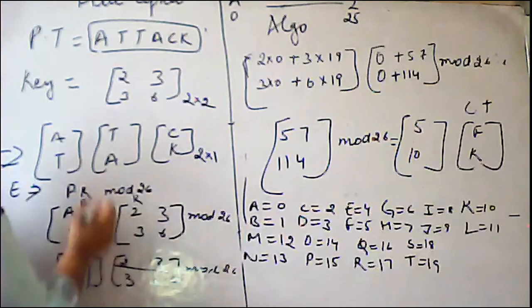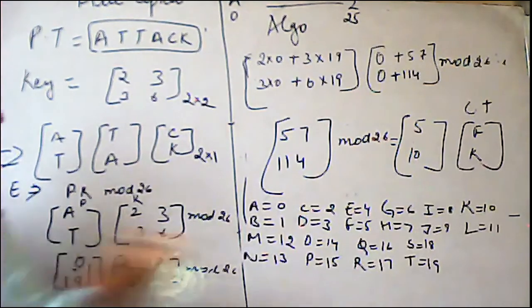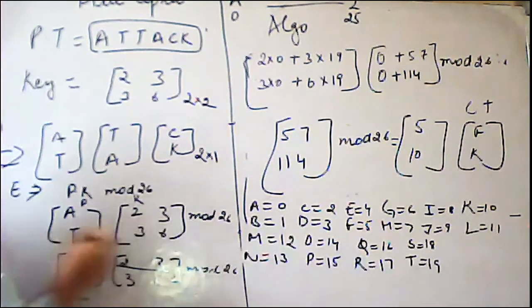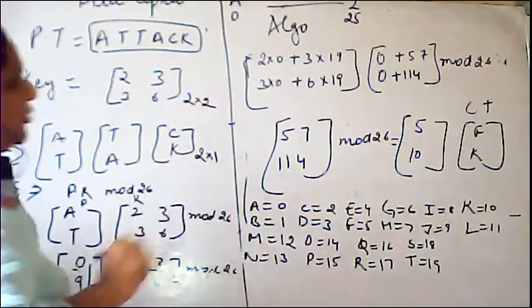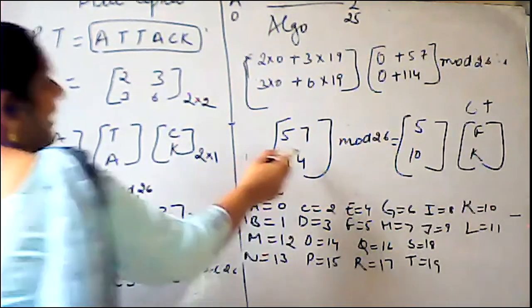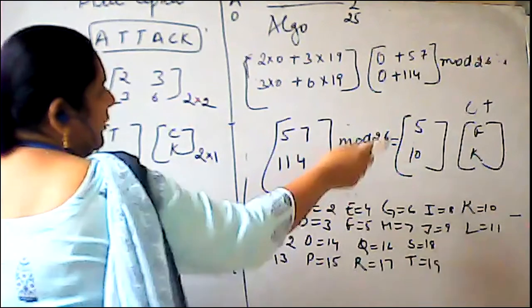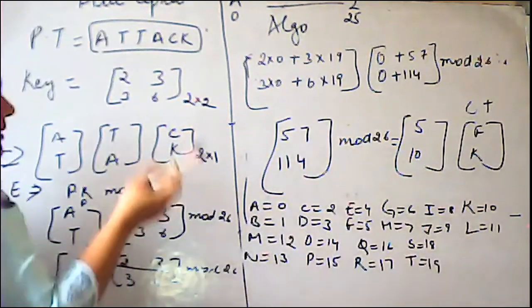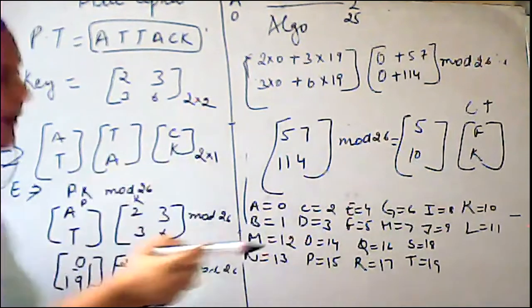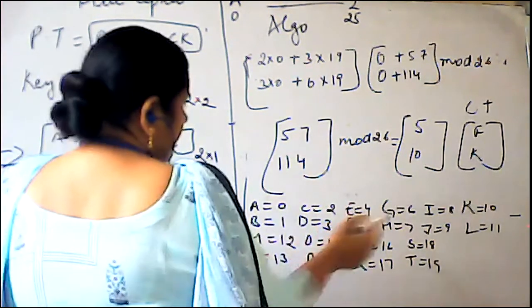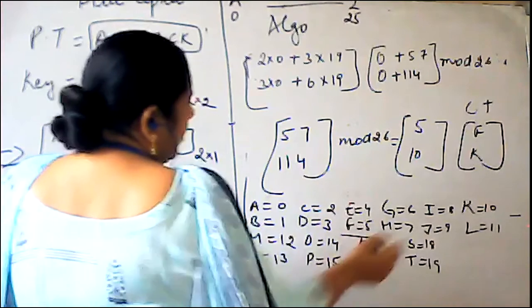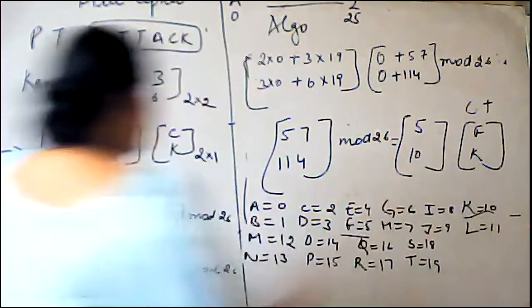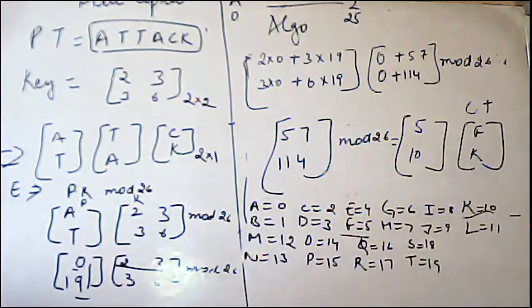Corresponding to A, we have 0. Corresponding to T, we have 19. So multiply this matrix. You know matrix multiplication. Add it up, 57, 114, mod 26. When you divide it by 26, it will give you 5 and 10. Corresponding to 5, what we have is this F, and corresponding to 10, we have K. So ciphertext equivalent of AT would be FK.